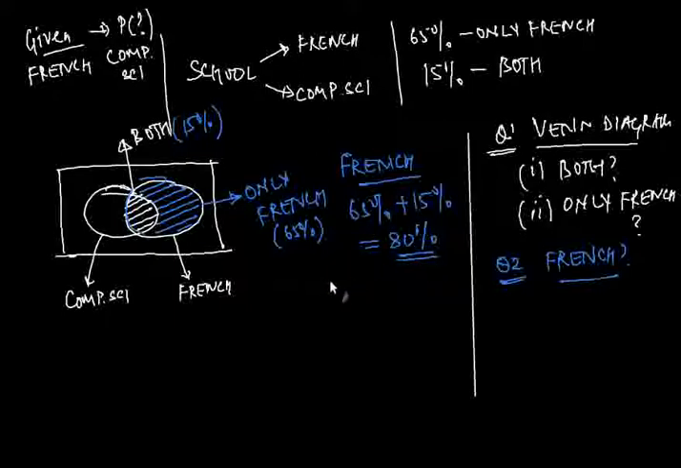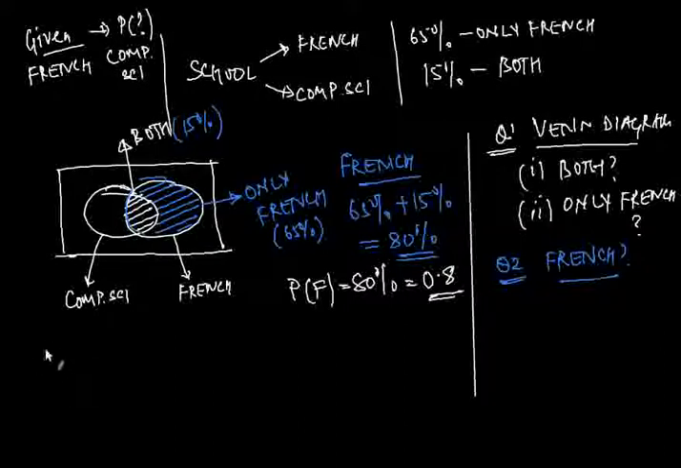Let me just switch back to white. So what does this 80% mean? This means that the probability of a student studying French is 80%, which we can also write as 0.8. So we've figured out something new by seeing the Venn diagram. Now, what is the probability that we are being asked? We're being asked to find the probability of a student studying computer science given that she's already studying French. So what's the probability expression for that going to look like?